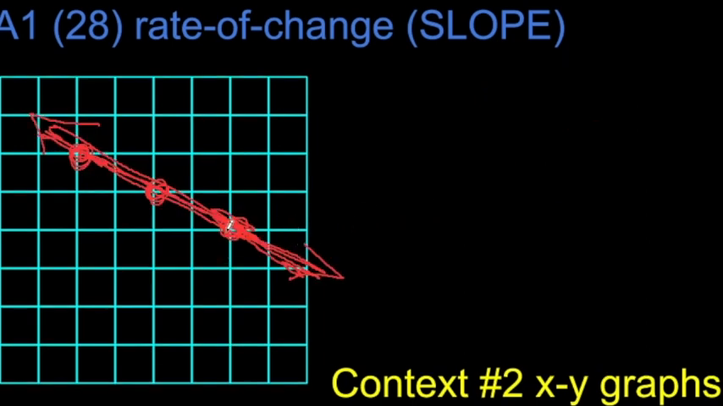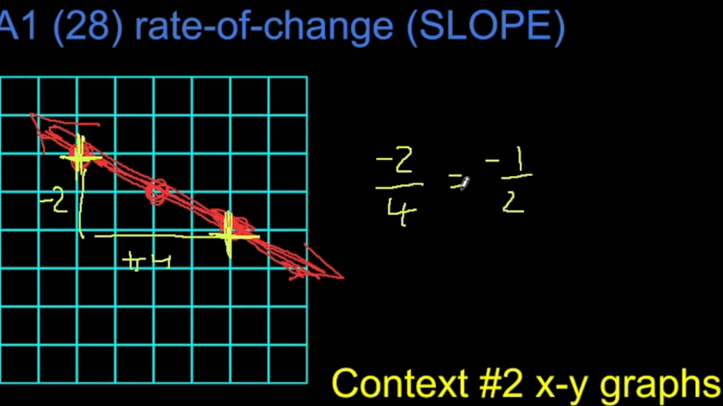All right, choose 2 spots where you know the line is crossing grid lines. Then count. We're going down 2, forward 4. So it's a -2 over 4, or -1 over 2, or -0.5 slope.